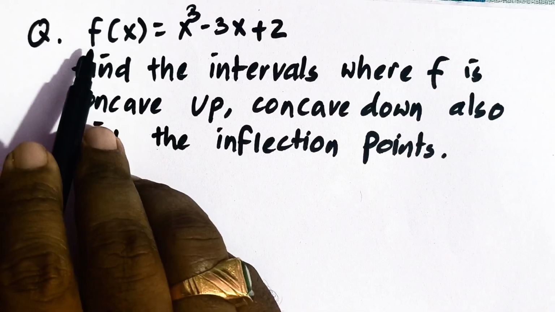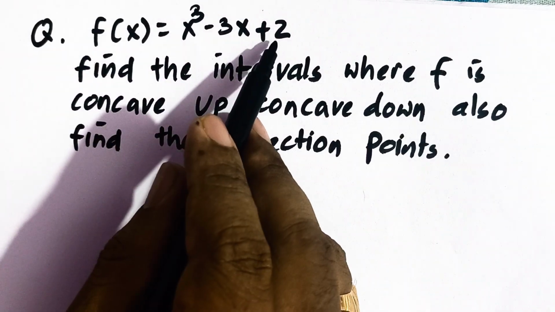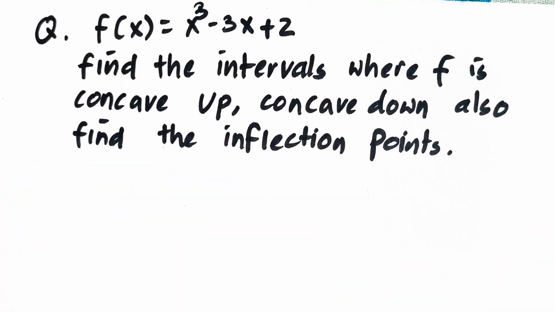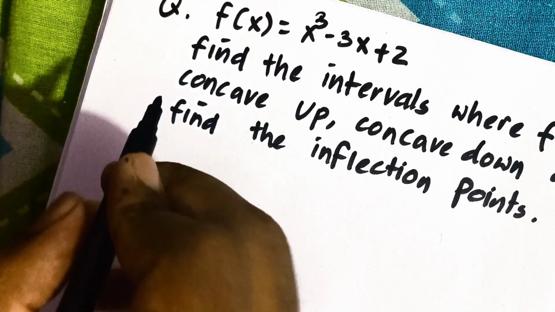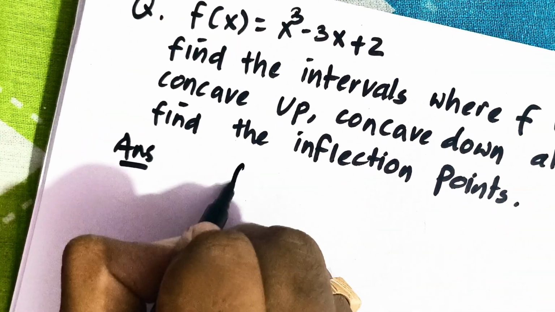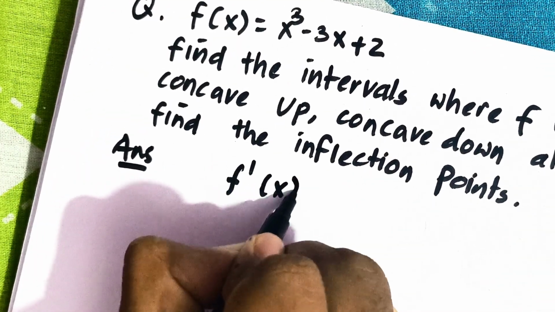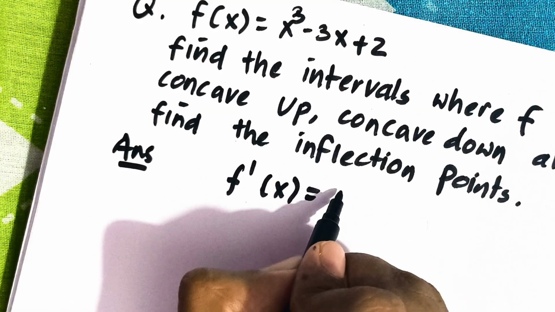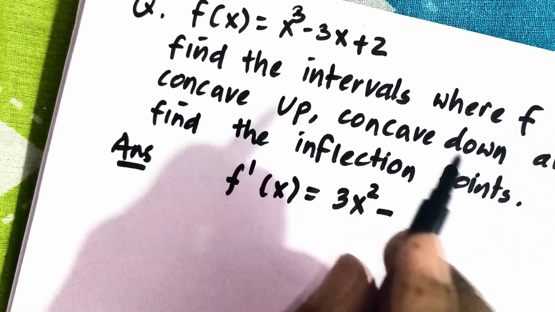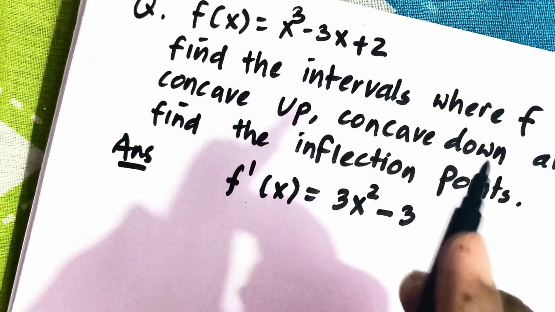Now we have our function x cube minus 3x plus 2. We have the same question: we have to find concave up, concave down, and the inflection points. First, we will find its first derivative. The derivative of x cube is 3x square, the derivative of minus 3x is minus 3, and the derivative of 2 is 0.